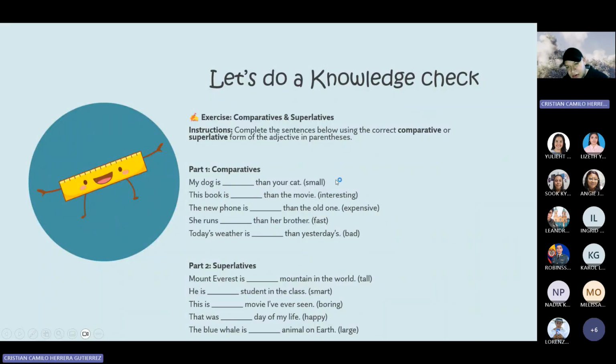Okay, so I'm going to explain. When you have a word that has more than two syllables, you are going to add the word more, instead of the previous one that you just said, smaller. So in this case, the exercise will be: the book is more interesting than the movie. If the word has more than two syllables, you are going to add the word more. So, Lorenzo, taking that into account, how will you develop the next exercise, the new phone?